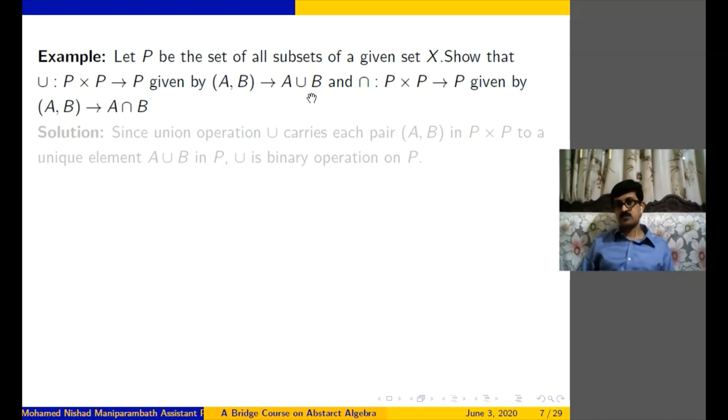Similarly, think about intersection. Intersection from P cross P to P is given by A intersection B, where A and B are defined by A intersection B. A and B are, as I said earlier, two subsets of X. Definitely, the intersection of two subsets of a set is again a subset of that original parent set. That is why A intersection B is also a subset of X.